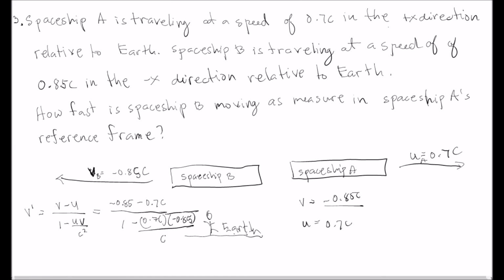So the observed speed of spaceship B relative to spaceship A is negative 0.97 c. So it means it's moving along the negative x direction, right? So again, the speed of spaceship B relative to spaceship A is negative 0.97 c, or 97% of the speed of light, along the negative x direction, right?